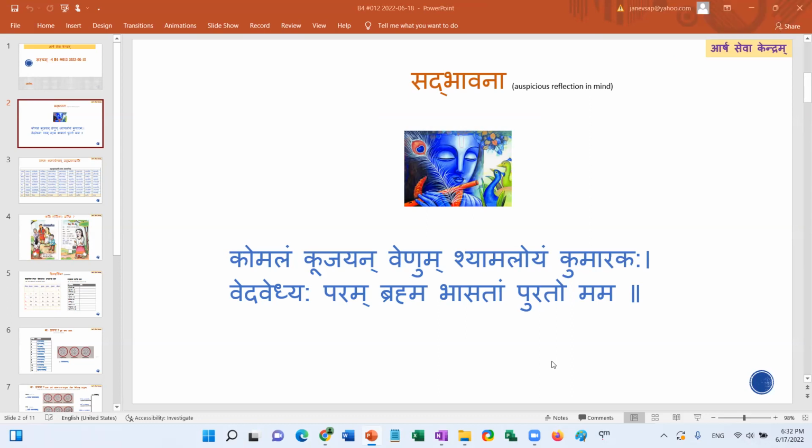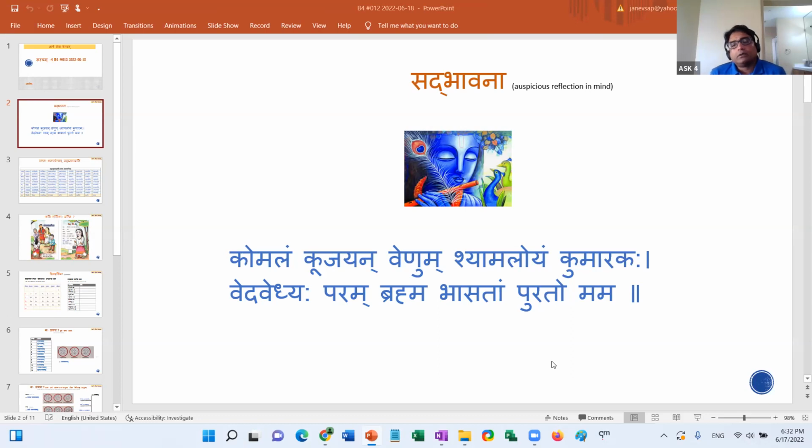Mahodaya, one doubt. Wherever we see the two dots, like for Kumarakaha, is it only at the ending that we have to say that aha, or even in the sentence itself, in between, do we also have to stress that aha, like Veda Vedyaha? Okay. That's a good question.